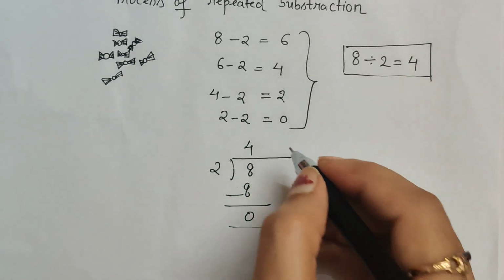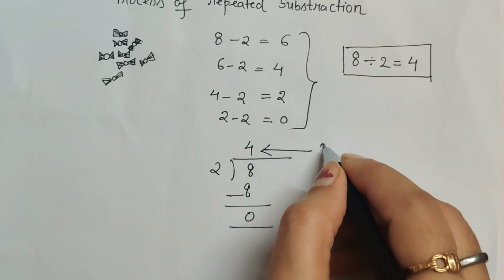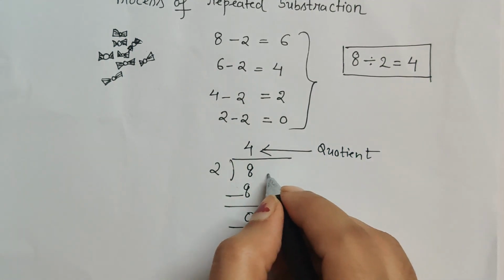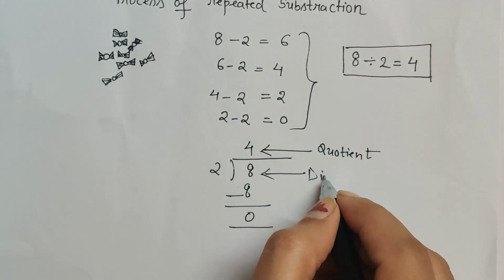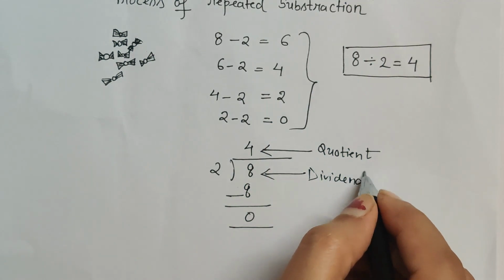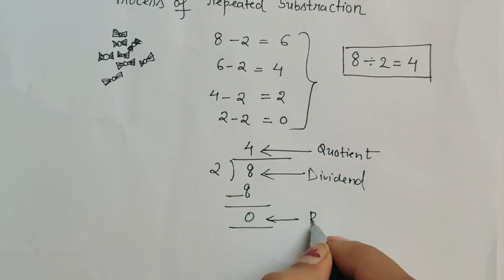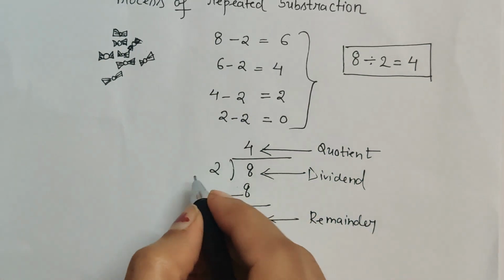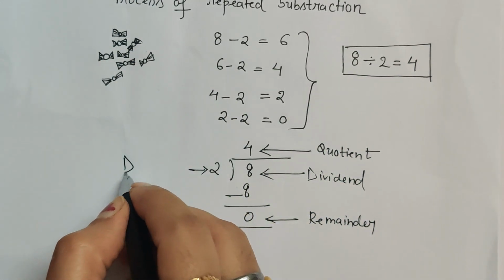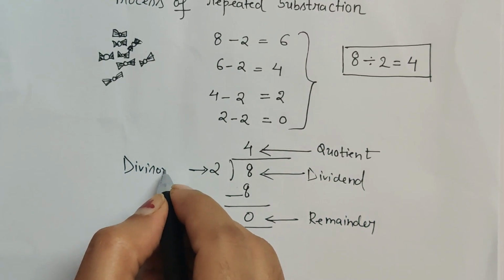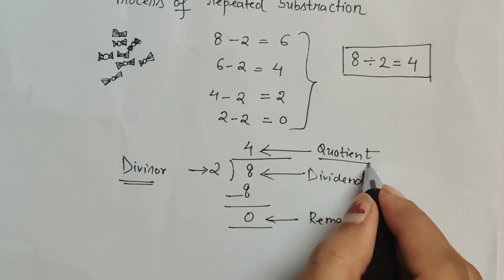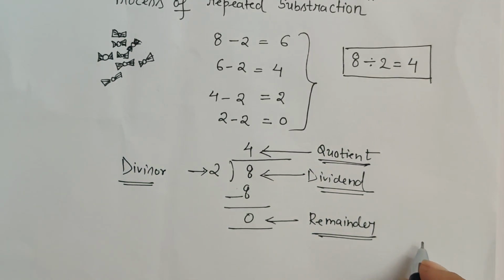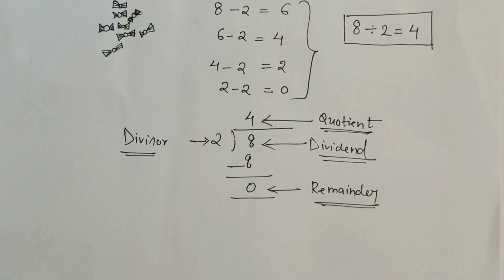Here are the terms we should know. This is called the quotient, this is called the dividend, this is called the remainder, and this is called the divisor. Now these terms are very important whenever we are dividing any number by any other number.